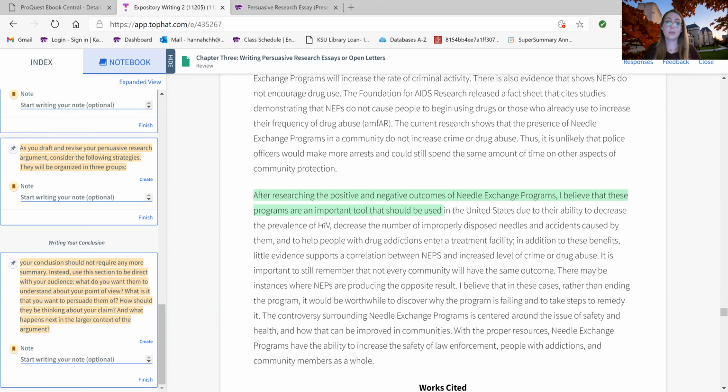"So I believe that these programs are an important tool that should be used," they say after acknowledging both sides of the argument. So I do really want you all to focus on the organization of the essay. That is probably one of the most important factors within your Unit 3 Persuasive Research essay. So I highly encourage that you focus on the organization of your essay. It will also help when you're incorporating your sources. It will help strengthen your essay as well.